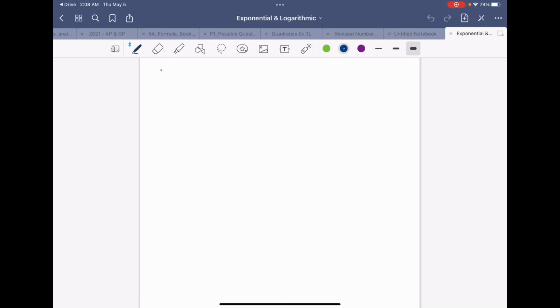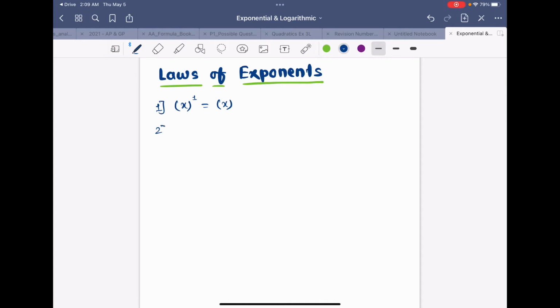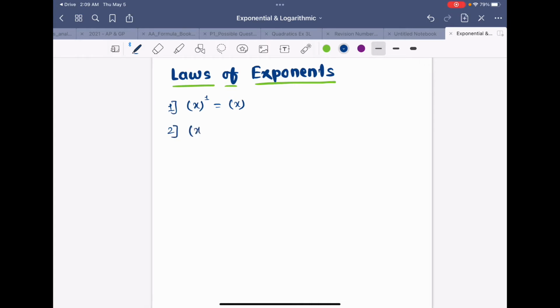Laws of exponents. First rule, any number or any variable raised to power 1 is basically that same term. Second rule, any term raised to power 0 is always equal to 1.